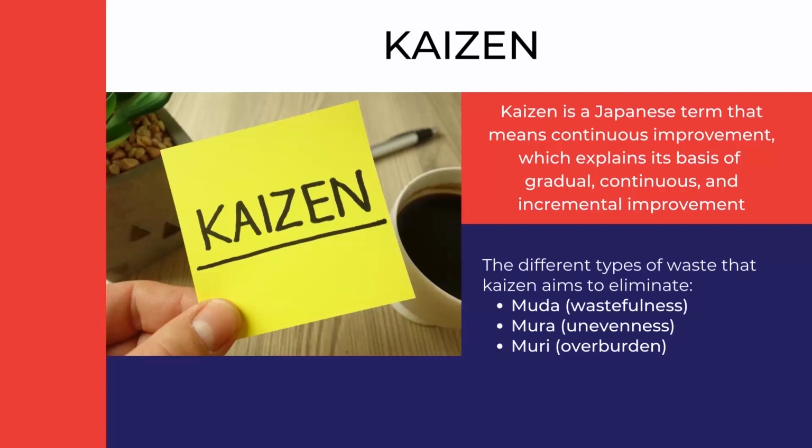It believes that small changes can leave behind a large-scale impact. Hence, it targets improving productivity and eliminating wastefulness at the smallest levels. The different types of waste that Kaizen aims to eliminate are: muda or wastefulness.